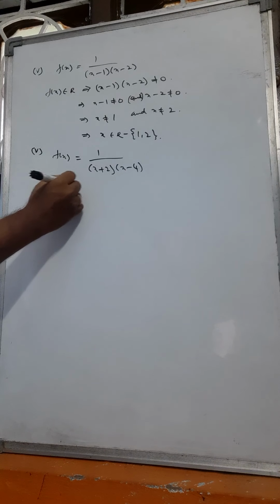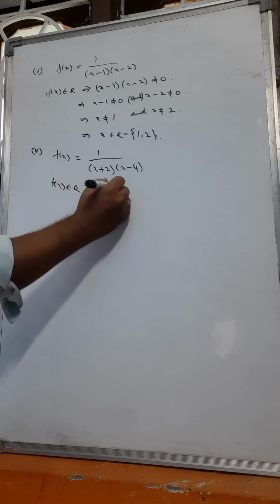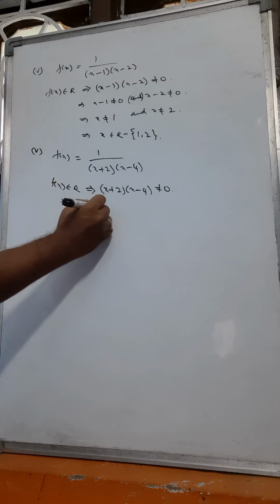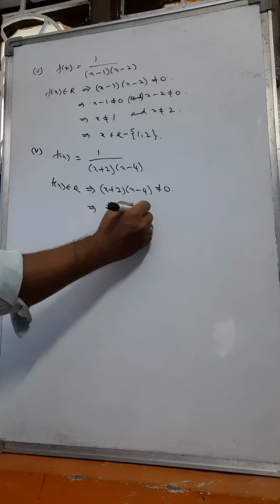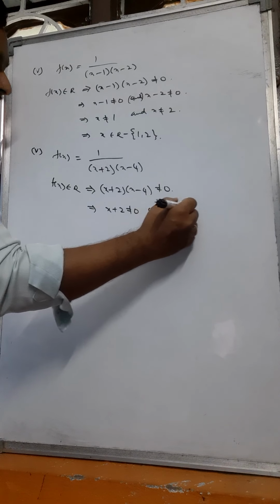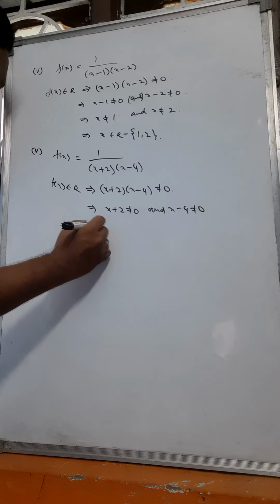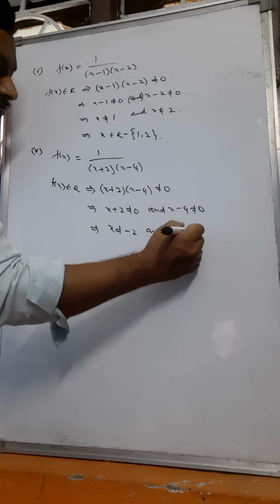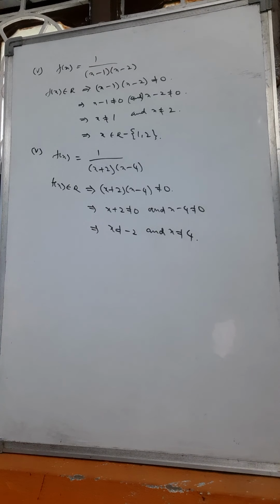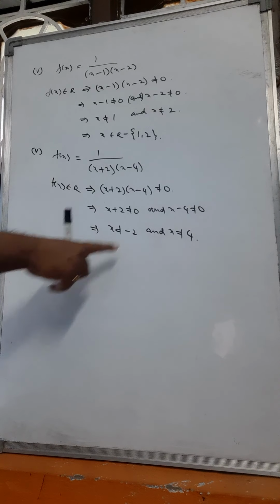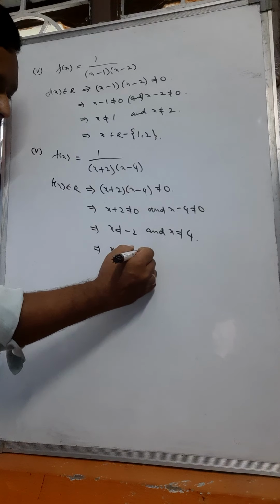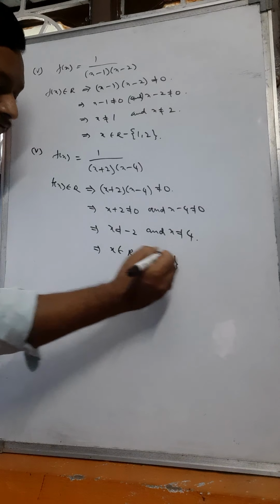For f of x to belong to the real numbers R, the denominator is not equal to 0. So (x plus 2) into (x minus 4) is not equal to 0. That means x plus 2 is not equal to 0 and x minus 4 is not equal to 0. Here x is not equal to minus 2 and x is not equal to 4. So x can take all the real numbers except minus 2 and 4. That means x belongs to R minus {minus 2, 4}.